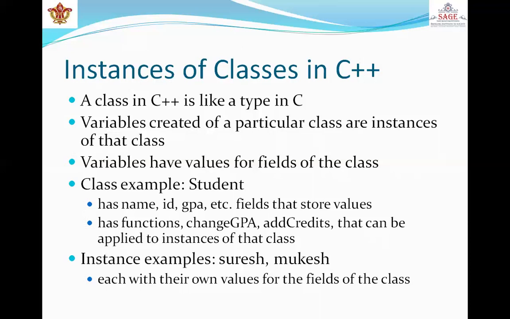A class is defined in C++ using the keyword class followed by the name of the class. An instance of a class is an object. It is also known as a class object or class instance.